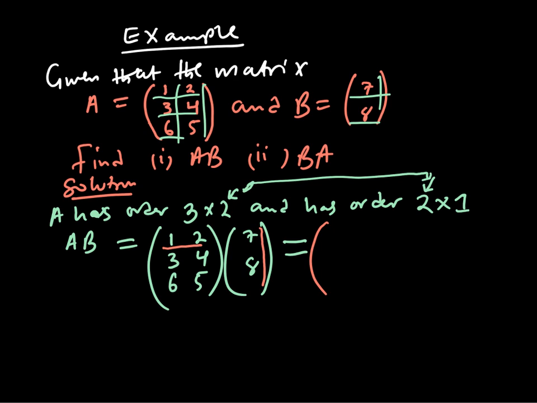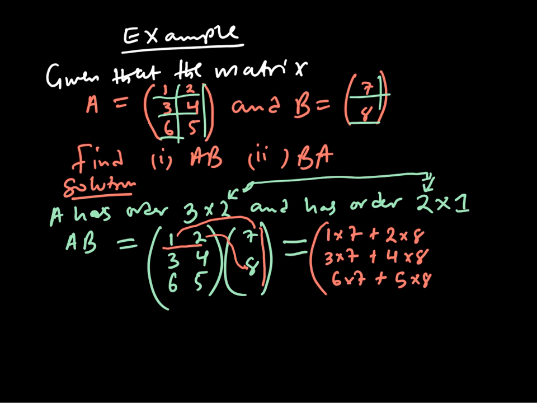Okay, we have 1 times 7 plus 2 times 8. Multiply this by what is here and multiply this by what is here and then add. Okay, then go to the second row and do the same. 3 times 7 plus 4 times 8. Then 6 times 7 plus 5 by 8.